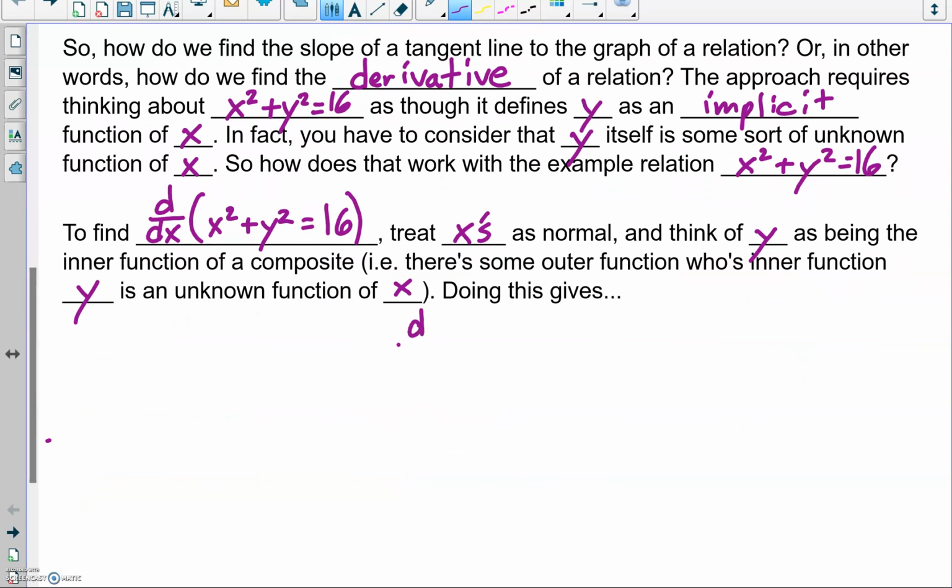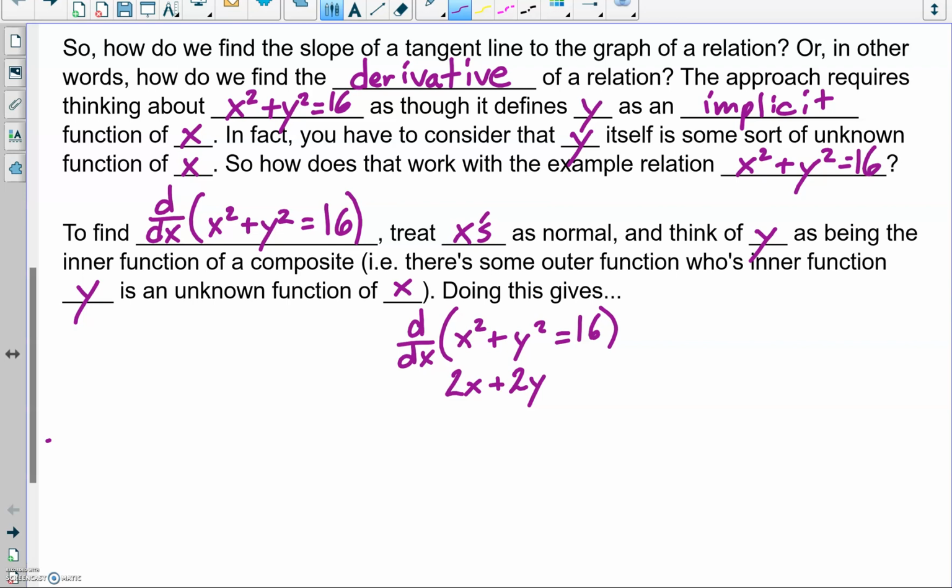So you start out, you just say, okay, d dx of the relation, writing this down again so we have a good starting point. And then we're going to treat the x's as normal. So x squared, derivative of that, power rule, 2x. And then we get to that y squared, so we're going to have plus something. So you think of y as being like the inner function. So the outer function is something squared. And with the chain rule, you do the derivative of the outer function: just 2 times the inner function left alone, 2 times y.